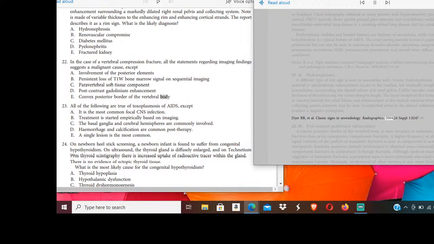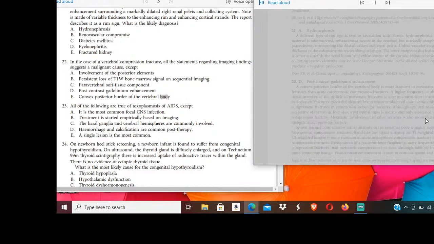Radiographics. 2004; 24 suppl 1: S24-S780. 22. D. Post-contrast gadolinium enhancement. A convex posterior border of the vertebral body is more frequent in metastatic compression fractures than acute osteoporotic compression fractures. A higher frequency of abnormal signal intensity of the pedicle of metastatic fractures is seen in comparison to acute osteoporotic fractures. Posterior element involvement is observed more commonly in metastatic compression fractures in comparison to benign fractures.